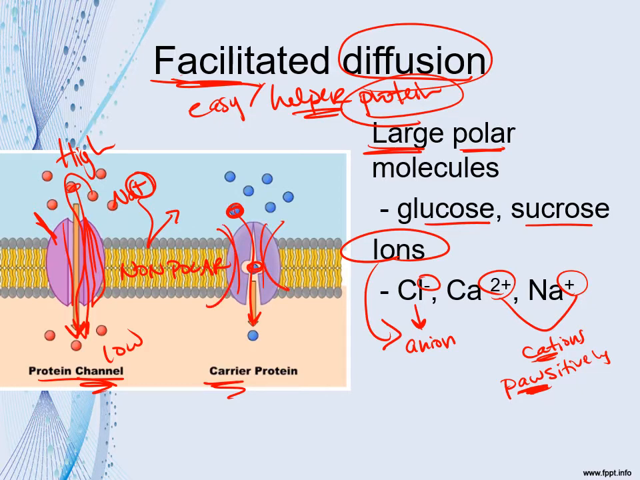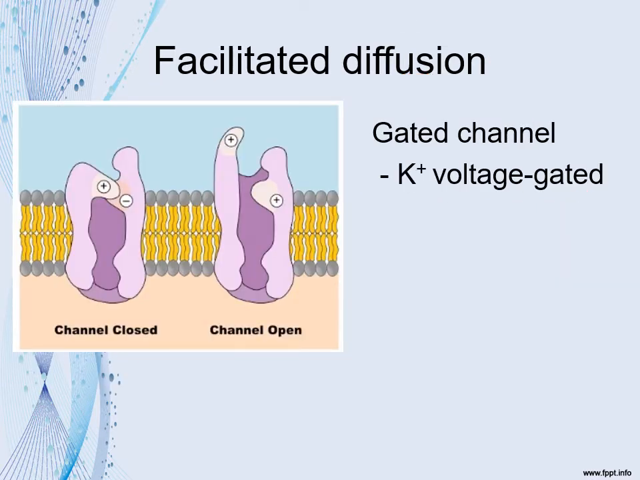So still no energy required. We're still going from high to low concentration, and just the binding of that solute molecule is going to allow the protein to change shape. It does not need ATP to change shape. All right, a super cool example of facilitated diffusion.